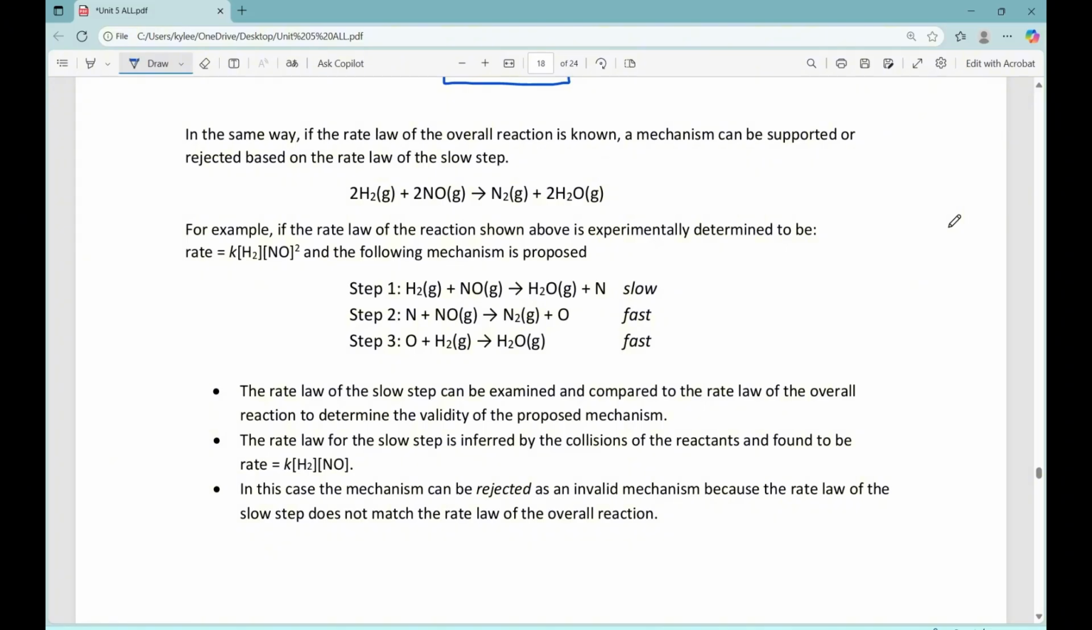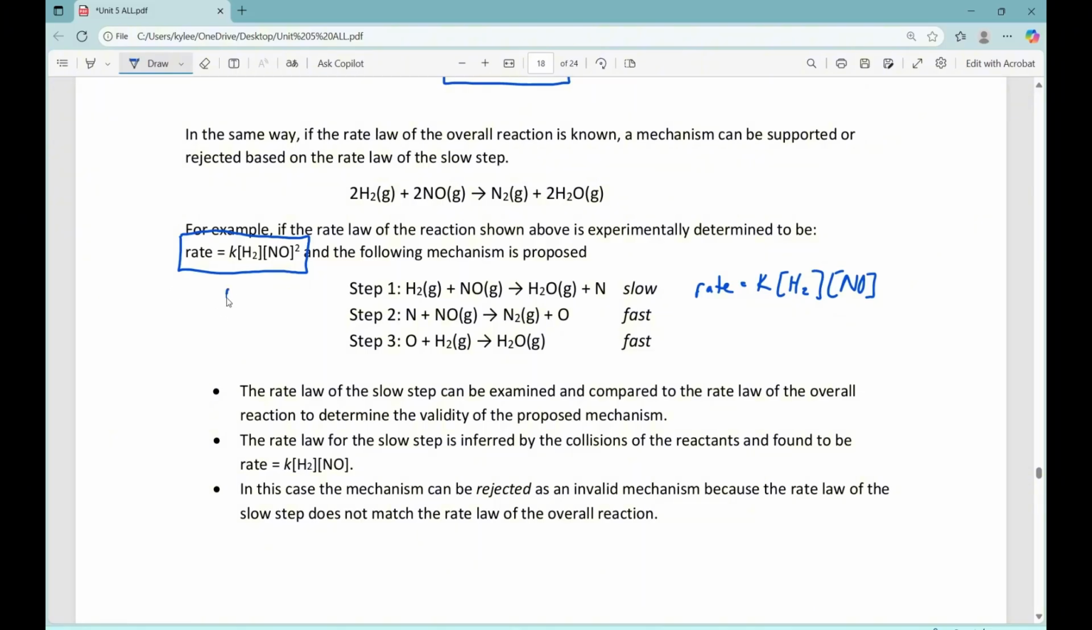So for example, the rate law for the reaction above is experimentally found to be this: rate equals k times H2 times NO to the second power. And the following mechanism is proposed. And they've written a first step as being slow. So the rate law of the slow step can be examined and compared to the rate law of the overall reaction. But if I look and notice that my slow step is first, that means that the rate according to the slow step should be the overall reaction. And that does not match what I found experimentally.